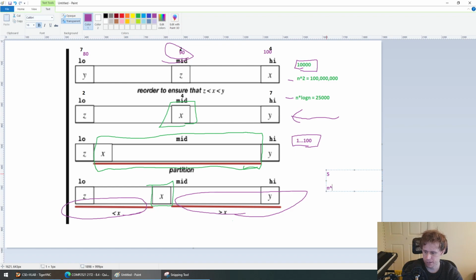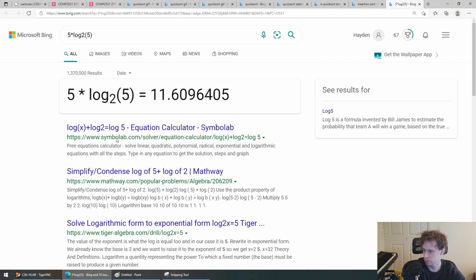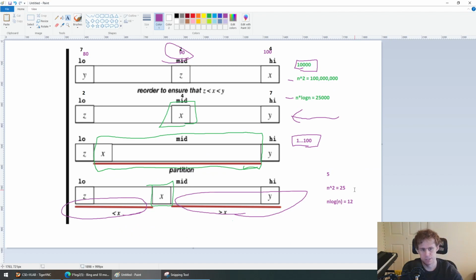Well, 5 squared is 25. N log n for 5 is what, like 12 or something? 5 times log 5 is about 11.6. So it's only twice as slow at that point. And that's assuming the best case, that it perfectly splits it as well. In reality, that might not be the case.